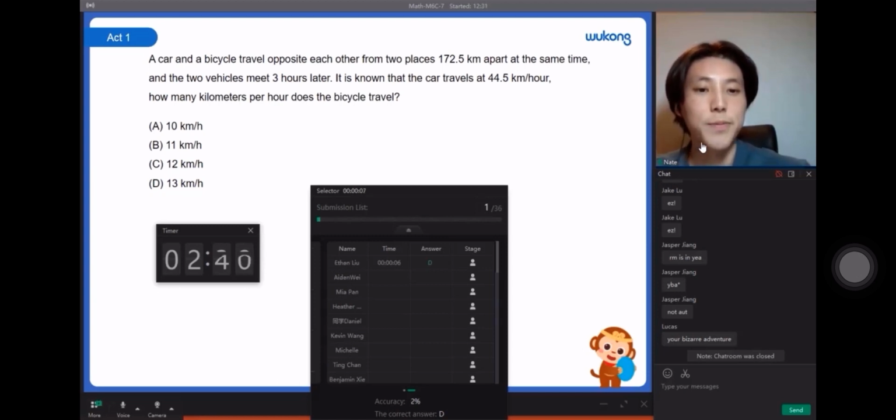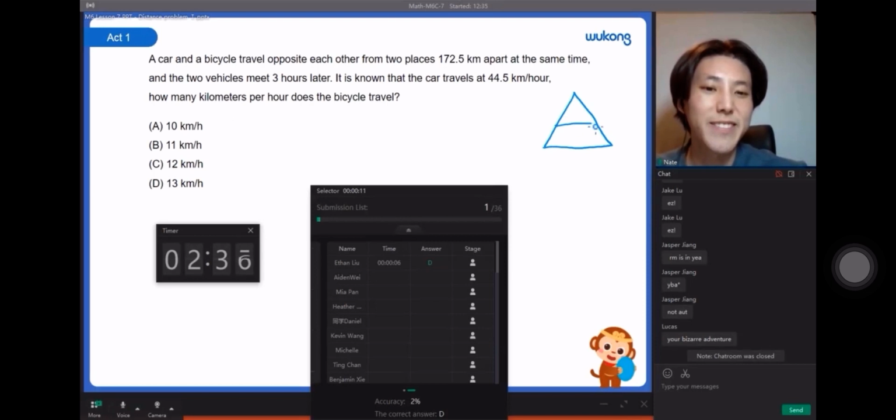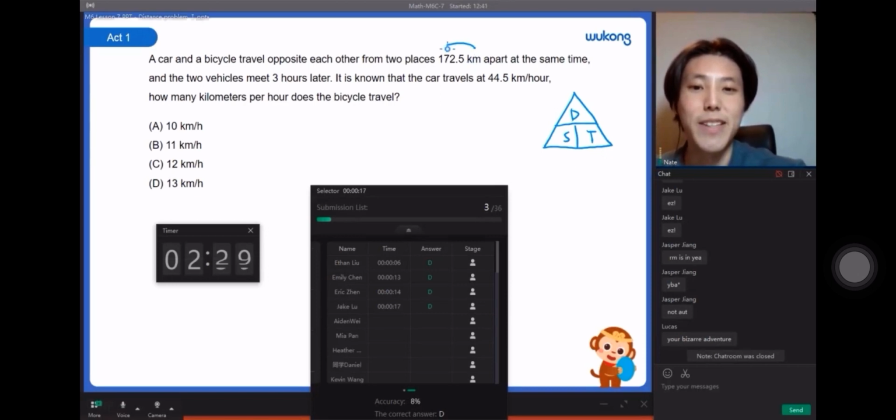Please use our relationship. Just use a pyramid. We know the distance between each other. We know this. We know time. That we know the combined speed.